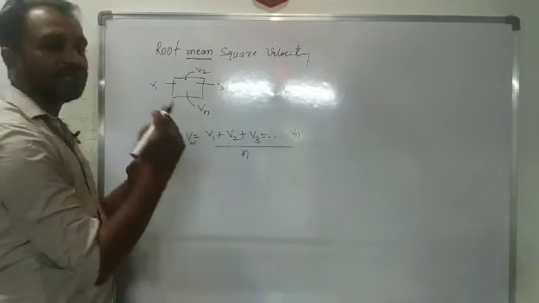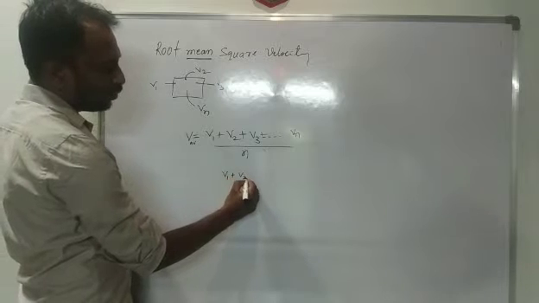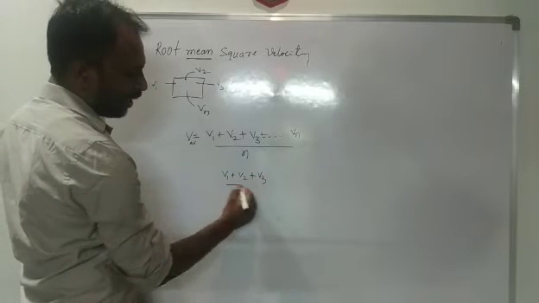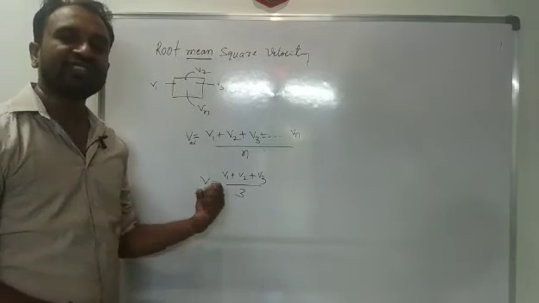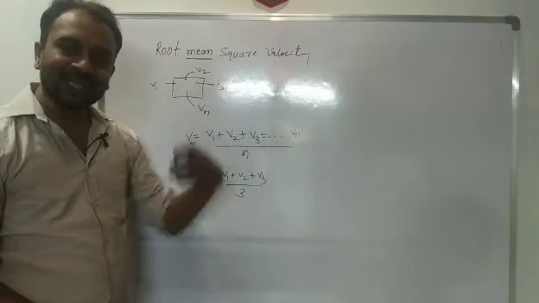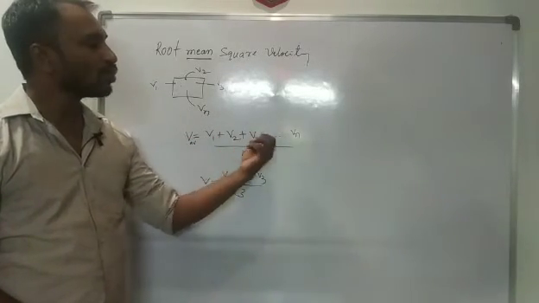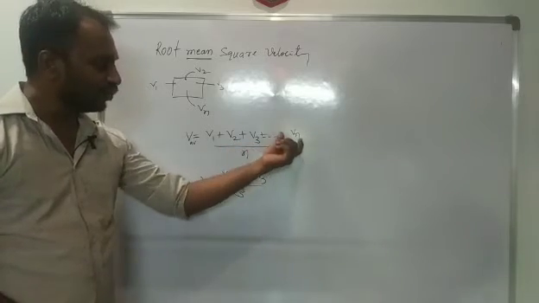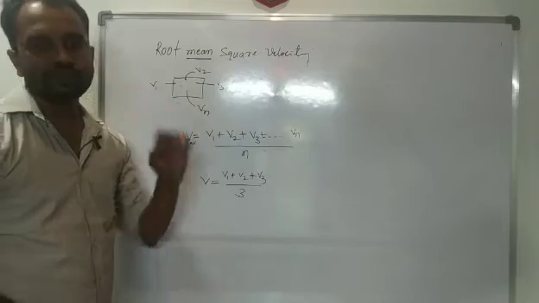For example, if only 3 molecules are there, then v1 plus v2 plus v3 divided by 3 is the average velocity of these 3 molecules. Here n number of molecules are there, so v1 plus v2 plus v3 and so on up to vn, divided by n. This is the mean velocity or average velocity.